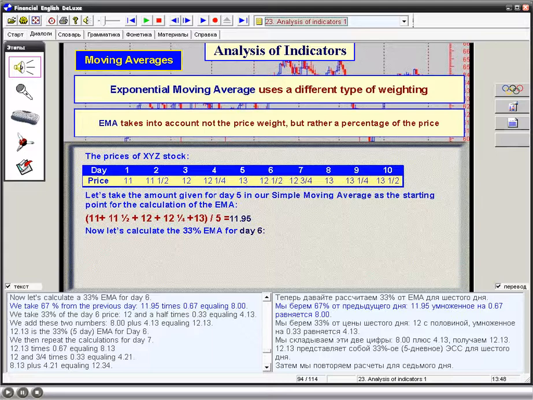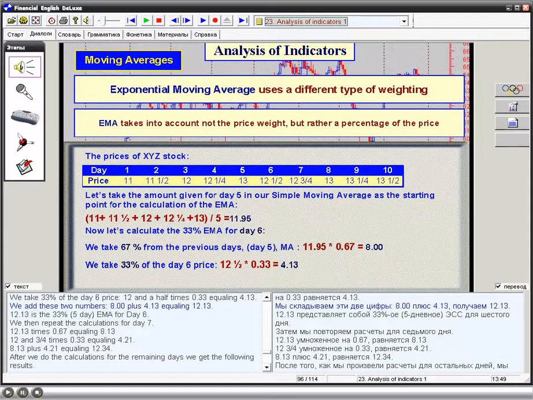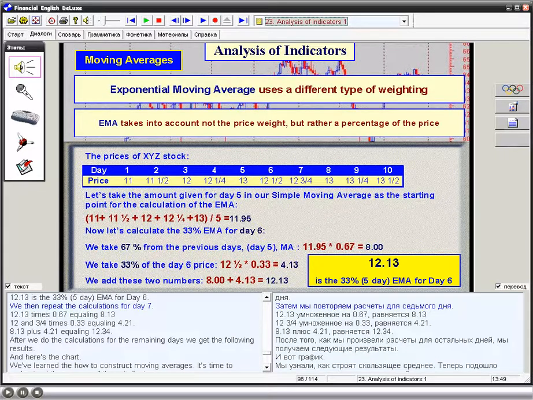We take 67% from the previous day, 11.95 times 0.67 equaling 8. We take 33% of the day 6 price, 12.5 times 0.33 equaling 4.13. We add these two numbers, 8 plus 4.13 equaling 12.13. 12.13 is the 33% 5-day EMA for day 6.